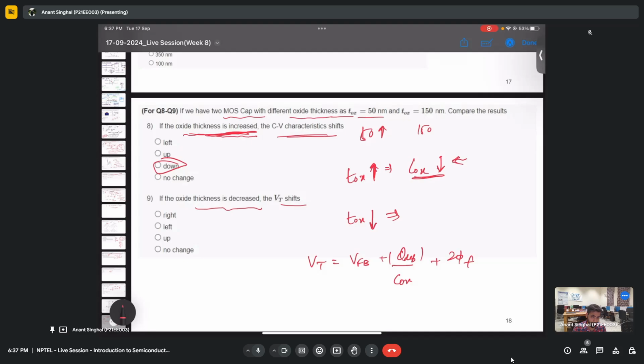Moves to the left. Left. Okay. So if Tox will decrease, Cox will increase. If Cox will increase, this term will decrease. So VT will decrease. Yeah. So it will move to the left. I hope it is clear. Is it clear to everyone?